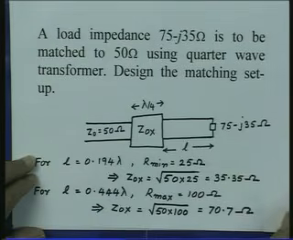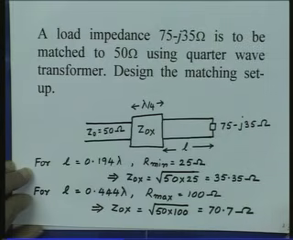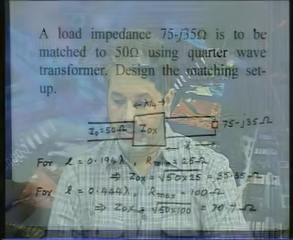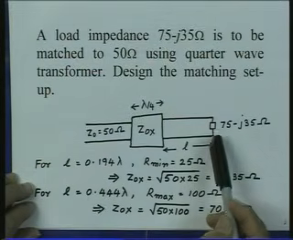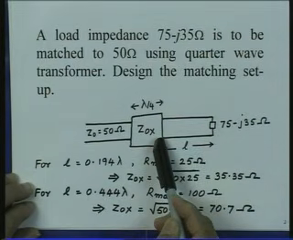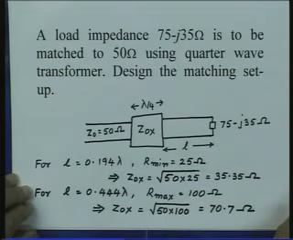So in this problem we see how to match a complex impedance to the characteristic impedance by using a section of a transmission line and the quarter wave transformer. Let me remind you that the quarter wave transformer can match only impedances which are real. Only thing is, by using a section of a transmission line, we have converted a complex impedance into a real impedance, and then we have used the concept of the quarter wave transformer.